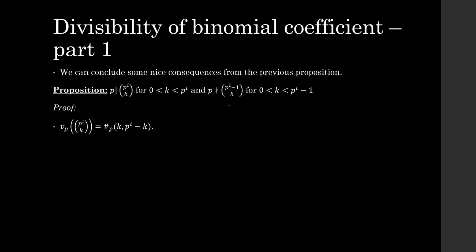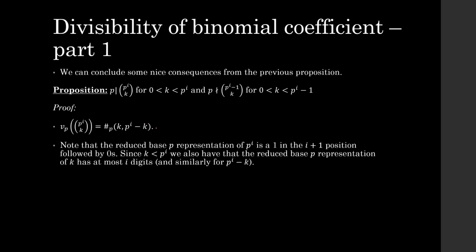So, we can conclude some nice consequences from this proposition. The first one is that P divides P to the I choose K for a proper choice of K, a binomial coefficient. That's what this is saying. And that P does not divide P to the I minus 1 choose K for a proper choice of K, a binomial coefficient. So let's look at a proof. Well, the highest power of P that divides P to the I choose K is going to be #P of K, P to the I minus K. So the number of carries that happens when I add these two.